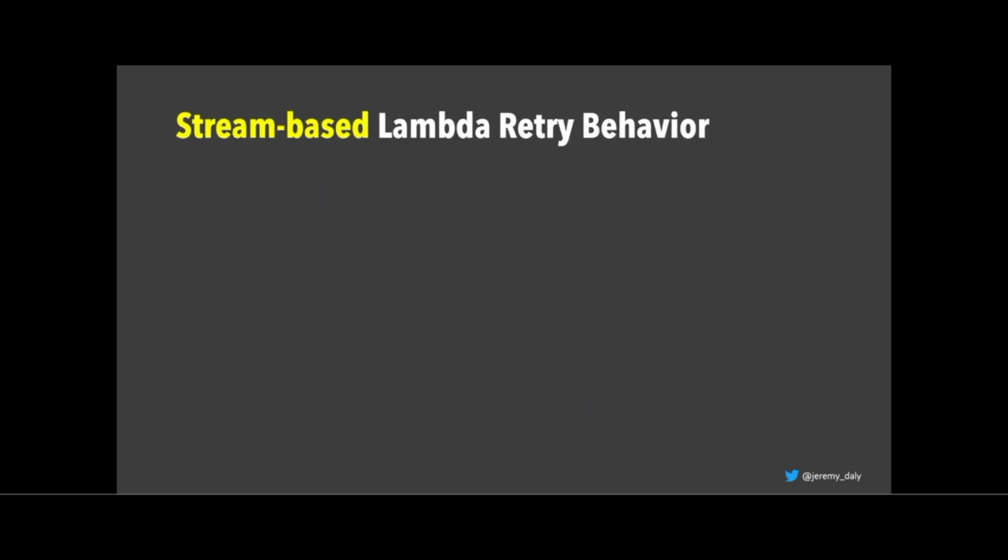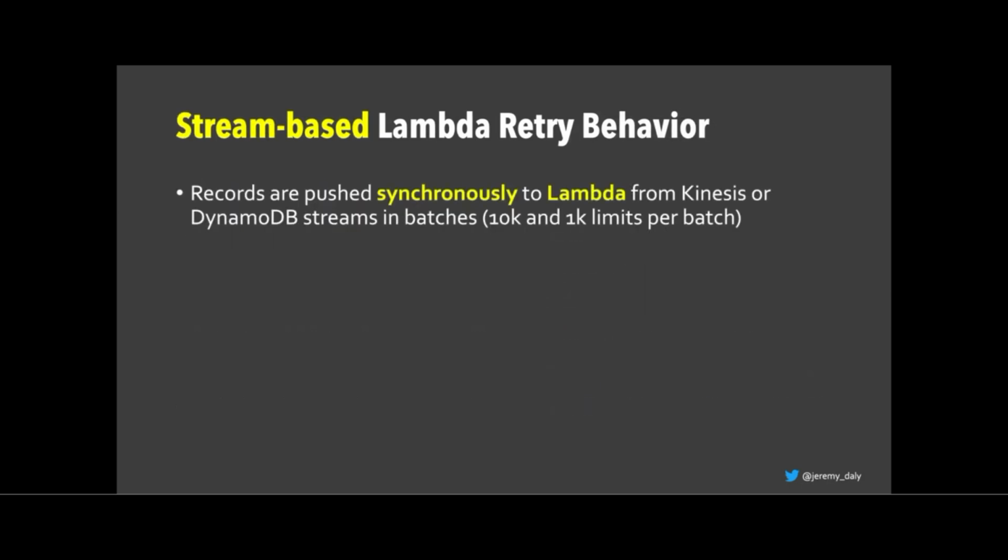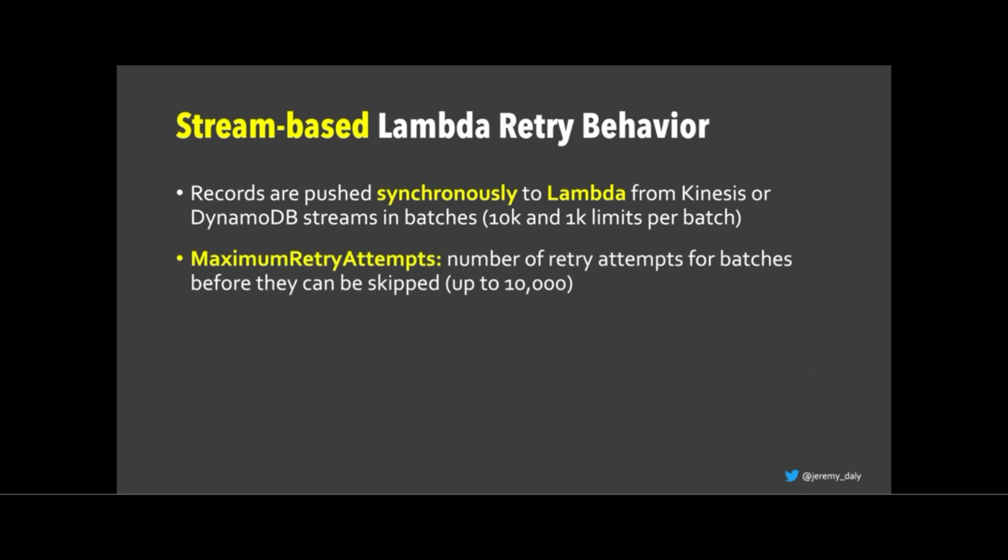All right, so then there's stream-based Lambda retry behavior. Essentially, records get pushed to the Lambda function. It invokes the function synchronously, but it is handled by the stream itself. So Kinesis or DynamoDB sends them in batches, and there's this setting called maximum retry attempts, which I think defaults to 10,000, or defaults to it does up to 10,000.